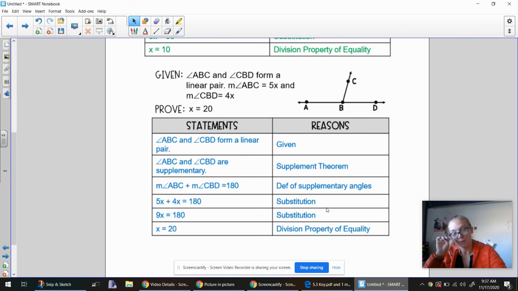There are 4 more angle proofs I want you to try. Go ahead and pause the video and try the next proofs on the guided notes. And then after each proof, come back to the video and I will show you the answers.